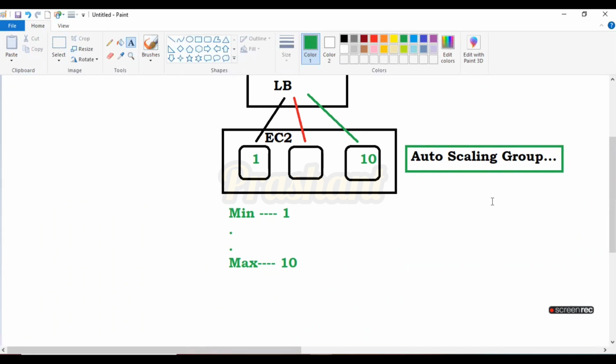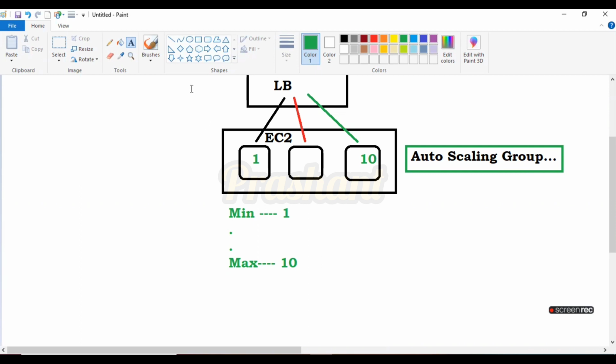What is meant by auto scaling group? Auto scaling group means we are enabling auto scaling group in AWS. We are giving a minimum count and maximum count. As per the requirement, AWS will automatically scale up the EC2 instances, means AWS will increase the EC2 instances whenever required. And when there is no need, AWS will automatically delete the EC2 instances. It will save our cost.